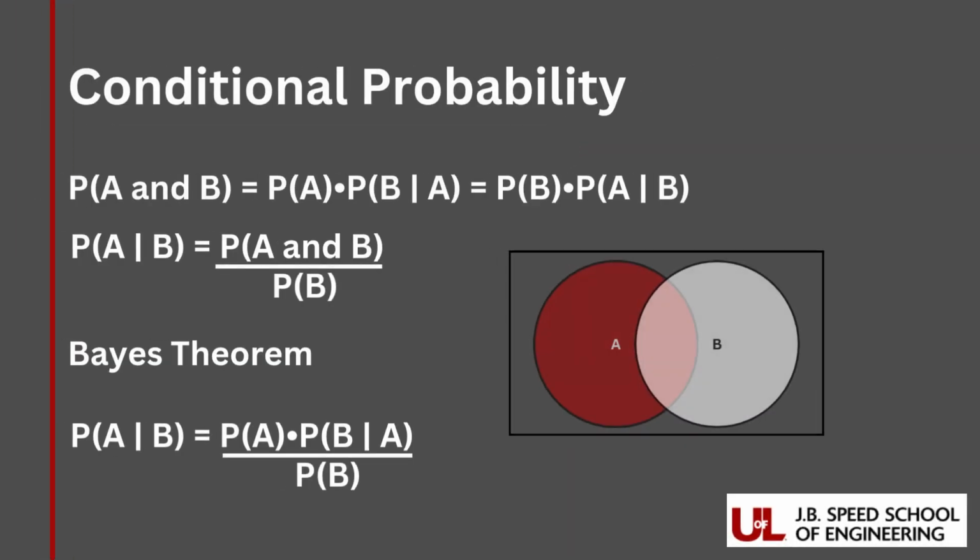Before we get into Bayesian networks, we'll have a quick review of conditional probability. So our rule for conditional probability is that the probability of A and B is equal to the probability of A times the probability of B given A, or vice versa, the probability of B times the probability of A given B. And from that property, we actually get Bayes' theorem, which states that the probability of A given B is equal to the probability of A times the probability of B given A over the probability of B.